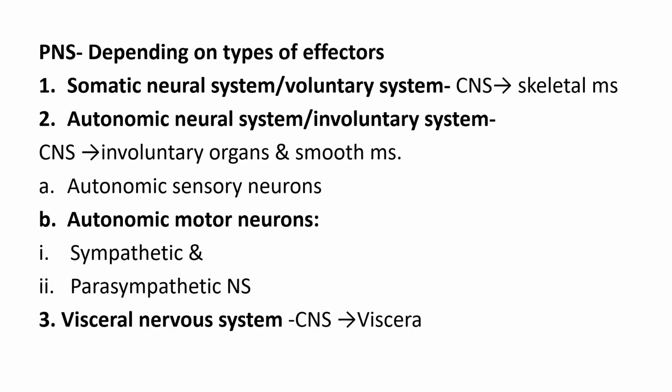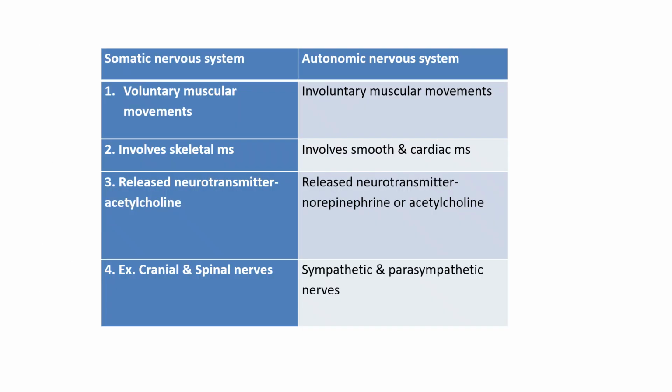Then it is of two types, autonomic sensory neurons and autonomic motor neurons. And then autonomic motor neurons are of two types, sympathetic and parasympathetic neurons. And the third type is the visceral nervous system, in which stimulus is carried from the central nervous system to the viscera, that is visceral organs. Now the differences between somatic and autonomic nervous system.